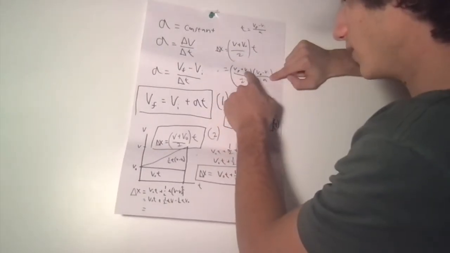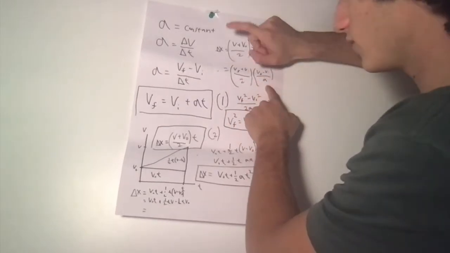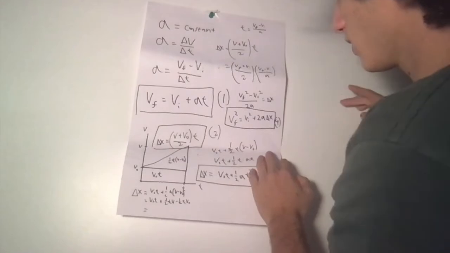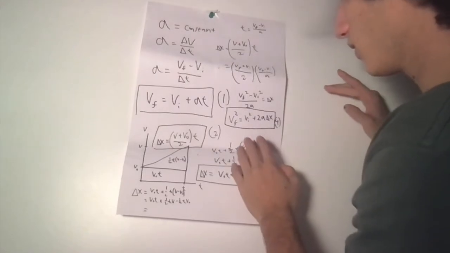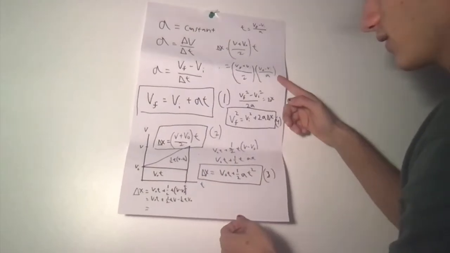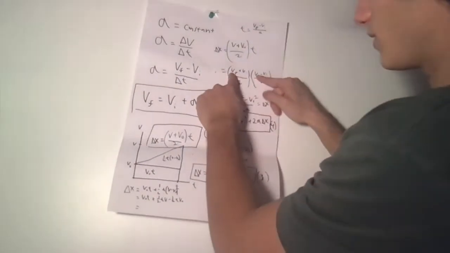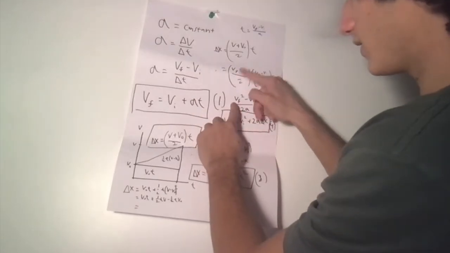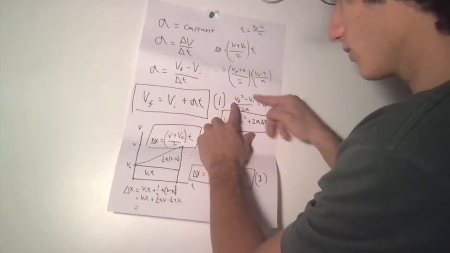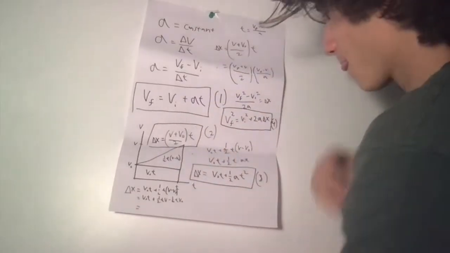We get (v final plus v initial) over 2, all that times (v final minus v initial) over a, is equal to displacement. Okay, so now we would just multiply them out, right? So now we have v final squared minus v initial squared over 2a. This is equal again to displacement.